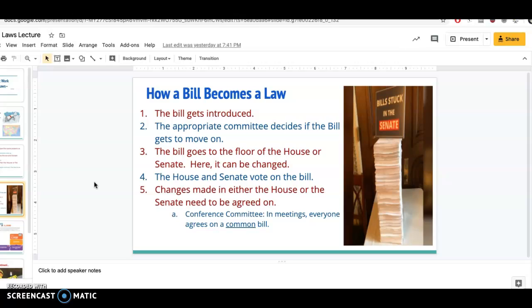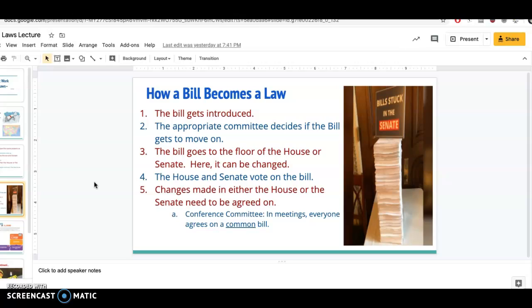And in step 3, the bill can be changed somewhat to fit what the House and Senate want from it. So if it goes to the floor of the House, not everyone is obviously going to agree. They need enough votes to pass a bill and get it moving forward. So they have to change it in a way that makes more people agree with it. So it moves on to the Senate.